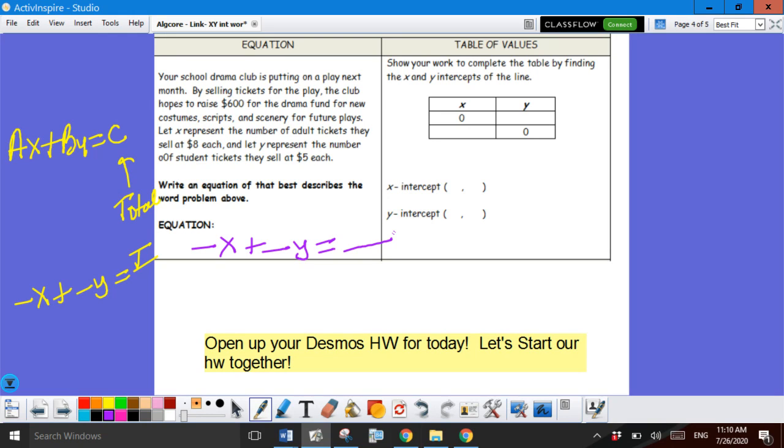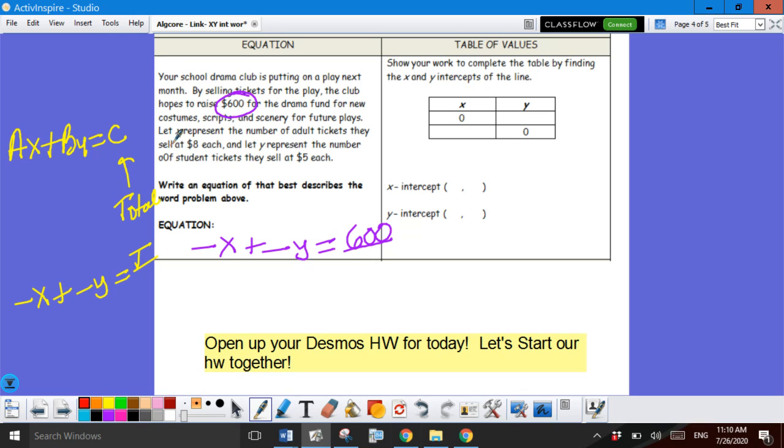So your school drama club is putting on a play next month. By selling tickets for the play, the club hopes to raise $600 for the drama fund for costumes, scripts, scenery, and for future plays. What's the $600? Is that my X? Is that my Y? Or is that my total? You're right, that's my total. So I know it equals 600.